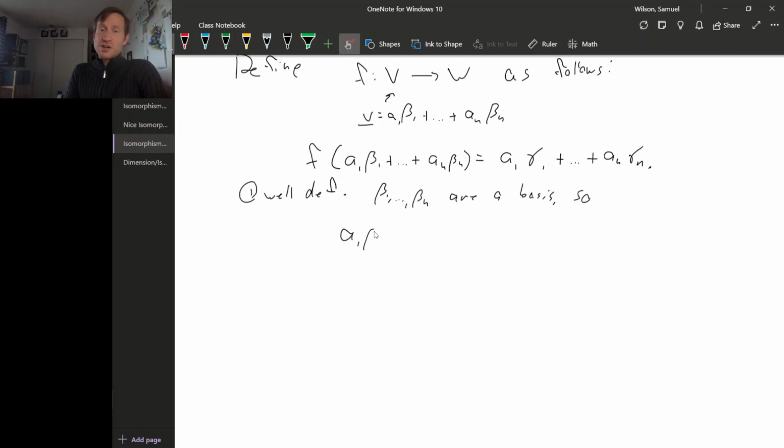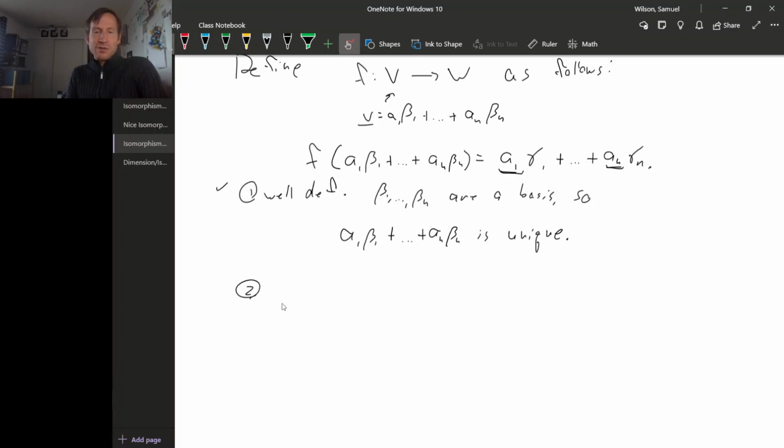So this representation of any given vector in V as a linear combination is unique. For any single vector in V, there's only one way to write it as a linear combination of the betas. That's something we know about bases. And that means that there's no ambiguity in here. For any given vector in V, there's only one possibility for what these coefficients can be. And so defining this function using these coefficients makes perfect sense. All right, so this is well defined.